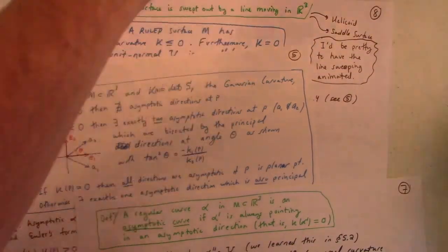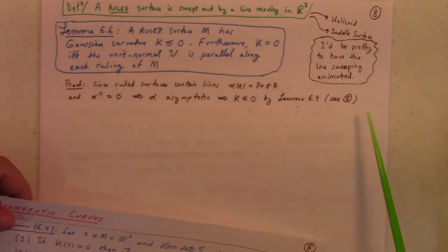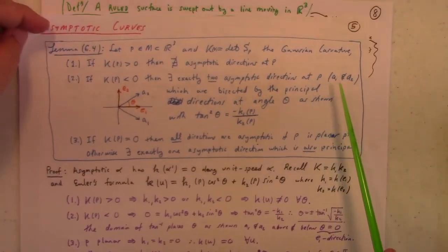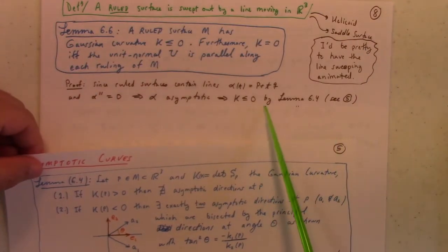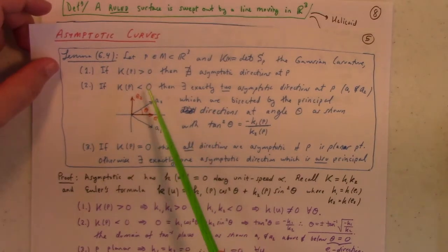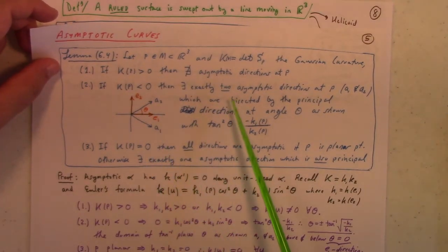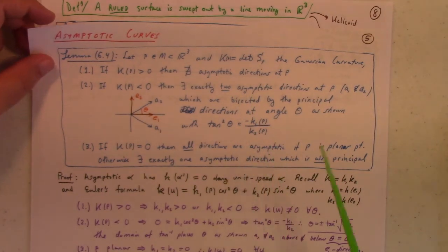Stay in place. All right, so see page 5. So if the Gaussian curvature K is less than or equal to zero, which means we're either in case 2 or in case 3, in either case, there is an asymptotic direction, right?